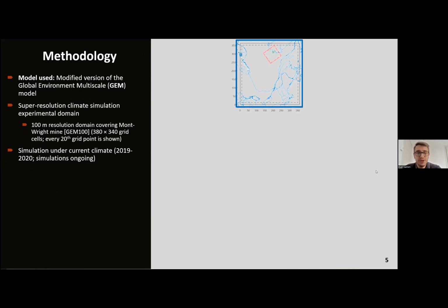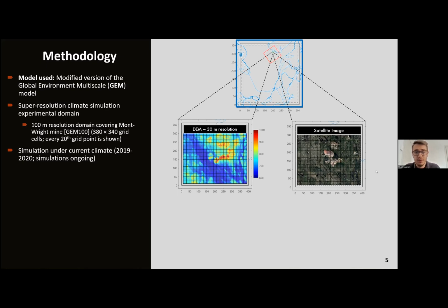Moving on to the methodology, the climate model that is used in this study is a modified version of the Global Environment Multi-scale GEM model. To perform super resolution climate simulations, data derived from a 4-kilometer resolution climate simulation covering most of Quebec, as we see in the domain with the blue border, is fed into a 1-kilometer resolution climate simulation for the domain with the red borders, and data derived from the 1-kilometer simulation was used for the 100-meter resolution climate simulation. It is also worth noting that the 4-kilometer simulation was driven by the ERA5 dataset.